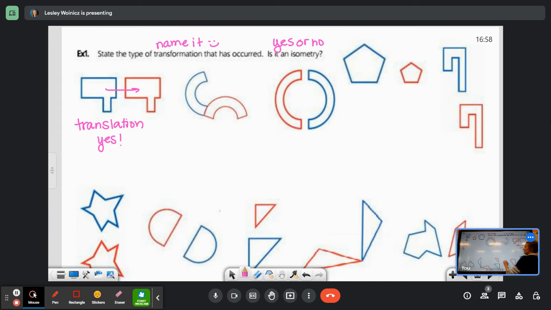Next up, you can see that this figure got rotated around that point. So this is a rotation. But it's the same size, the same shape, those angles look the same, the arc lengths are the same. So this is also an isometry because it produced a figure congruent to the pre-image.